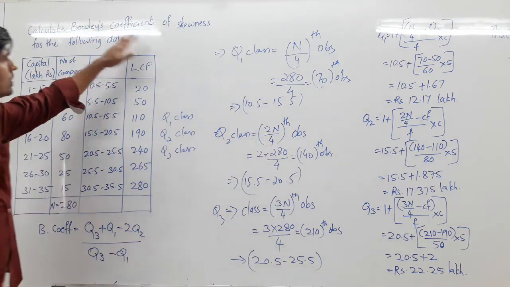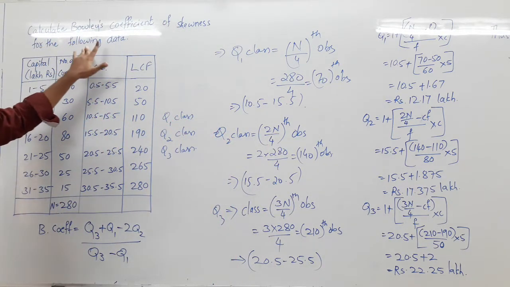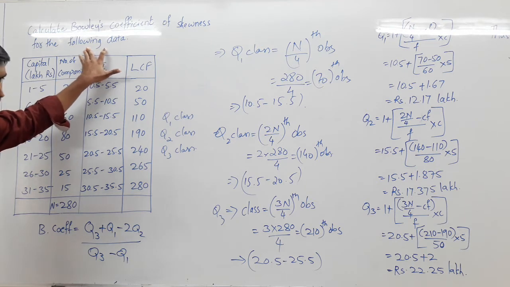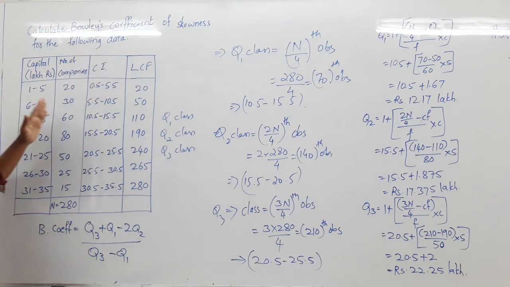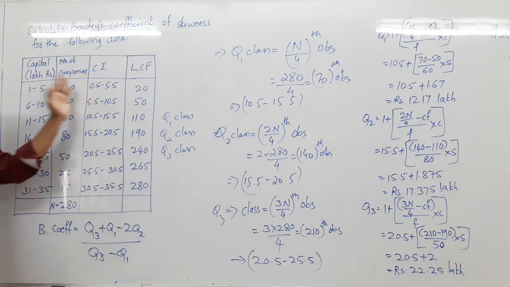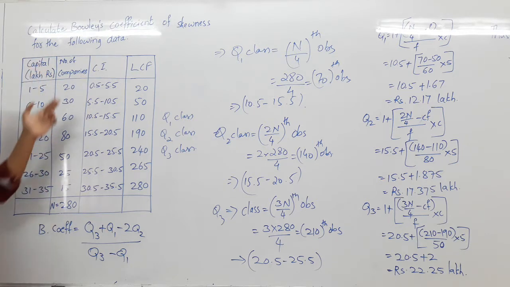Let's continue the next sum. Calculate Bowley's coefficient of skewness for the following data. So they have asked for Bowley's coefficient. Now the question is this one. These two columns are the question. The class interval is given and the frequency is given. So this is the frequency column.